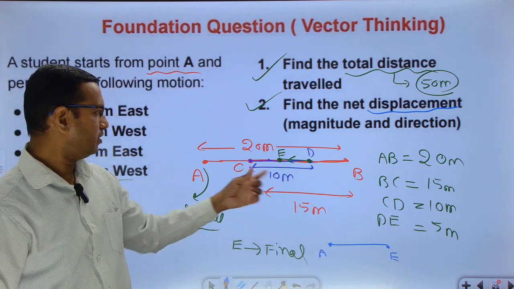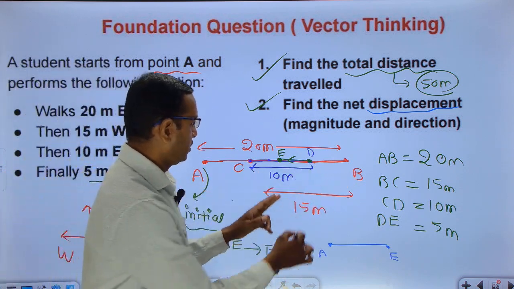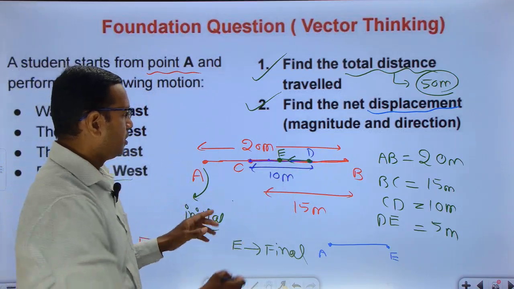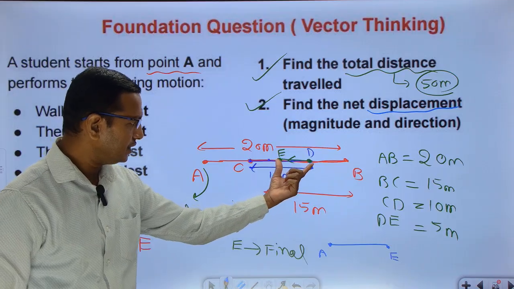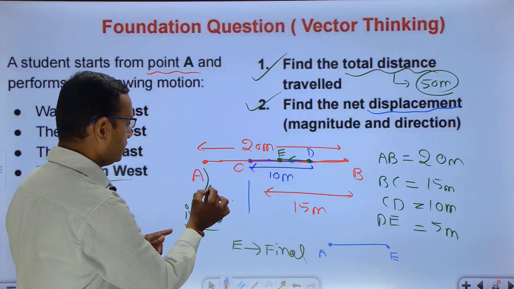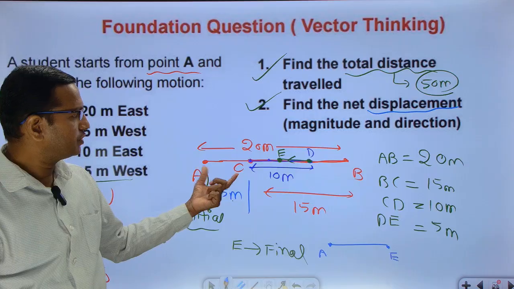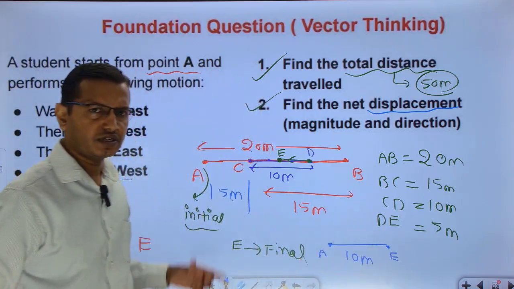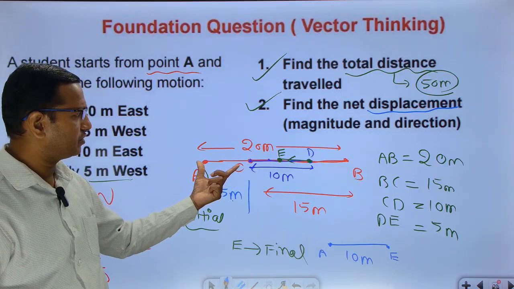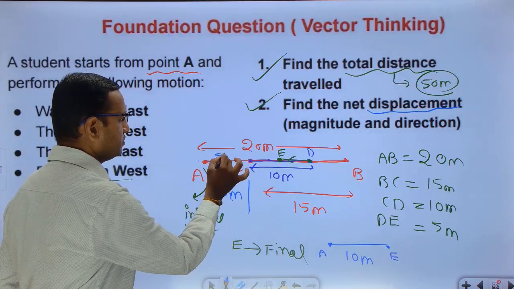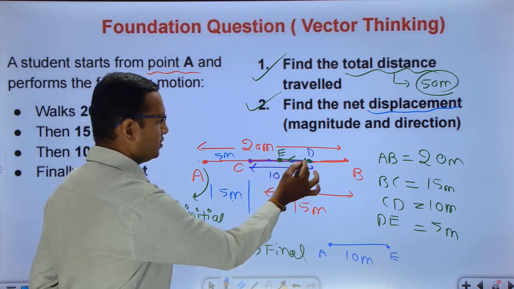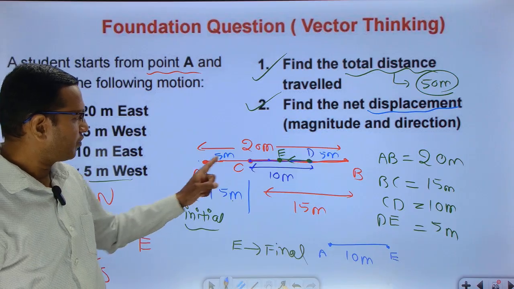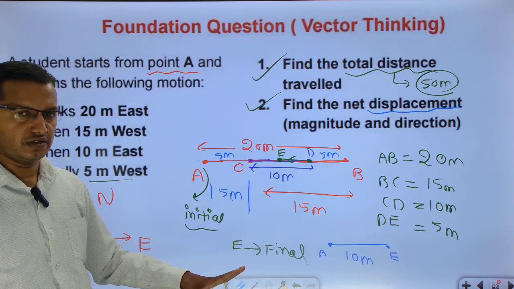Now if you see very carefully, from A to B total is 20 meters. Now ED is 5 meters, and from here to here it is 5 meters. So it is 5 plus 5, 10 meters. Simple calculation. From A to C it is 5 meters, from C to D it is 10 meters, and from D to B it is 5 meters. So 10 plus 5 plus 5, 20 meters total. So from A to E it is 10 meters. Hope this is clear.